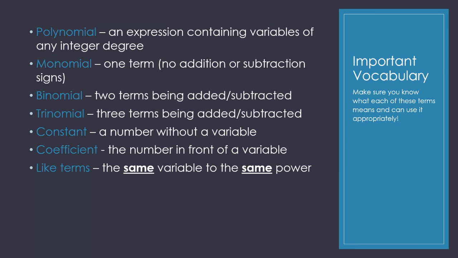A coefficient is the number that is in front of the variable. So the 2 in 2x, the 7 in 7x squared. Those are coefficients. The most important part of this is that the same variable to the same power is a like term. Okay? You can only add or subtract like terms, and so we need to know that it has to be the same variable to the same power. So x squared can only be added to another x squared. You cannot add an x to an x squared because they don't have the same power. You cannot add an x squared to a y squared because they're not the same variable. So like terms is an important vocabulary term for you to understand exactly what that means.